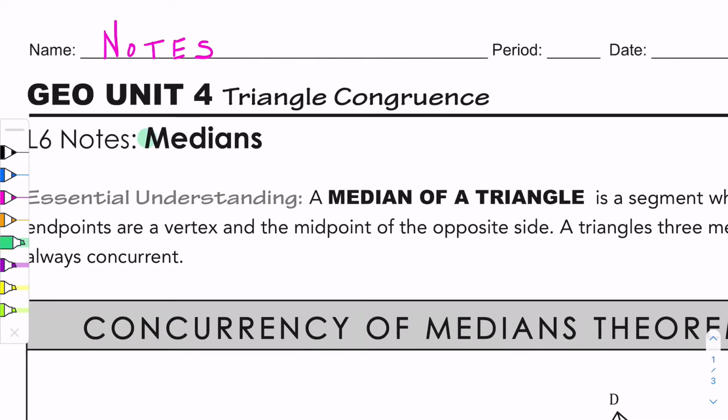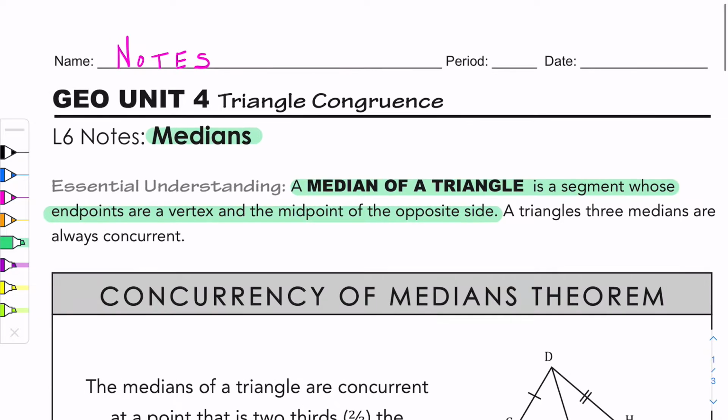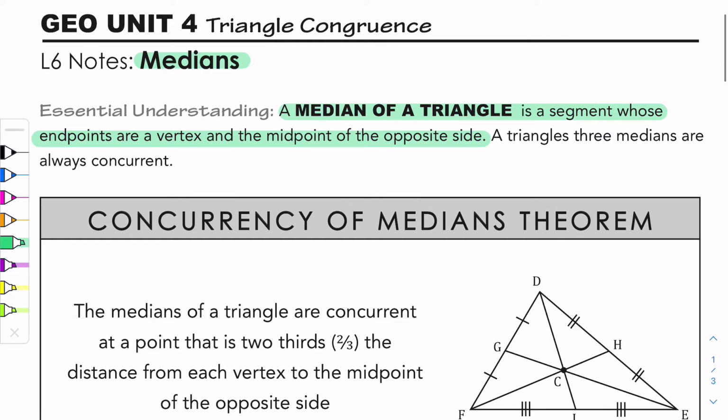Today we're going to learn about medians of a triangle. A median of a triangle is a segment whose endpoints are a vertex and the midpoint of the opposite side. A triangle's three medians are always concurrent.